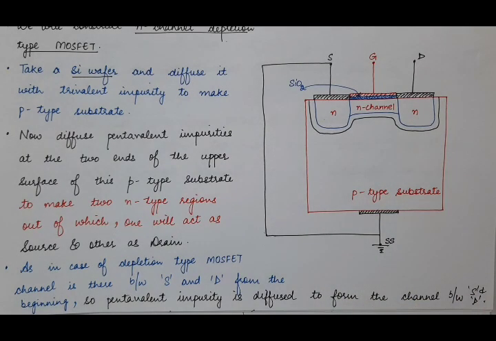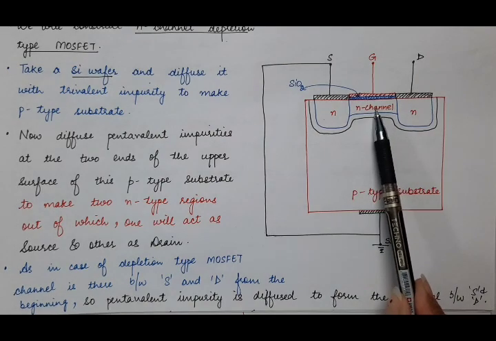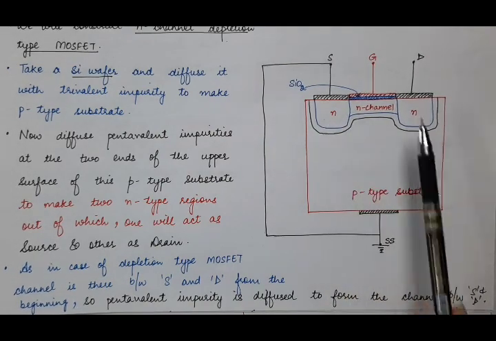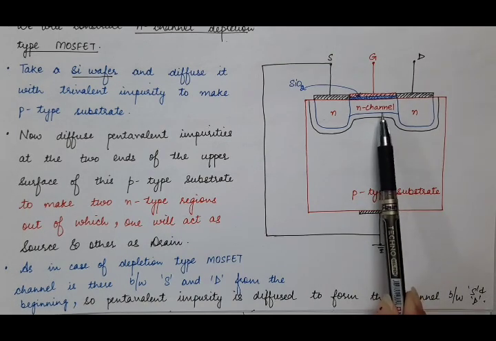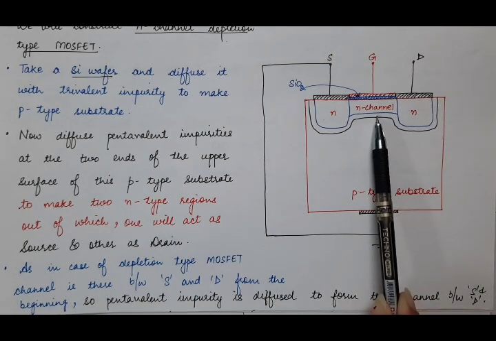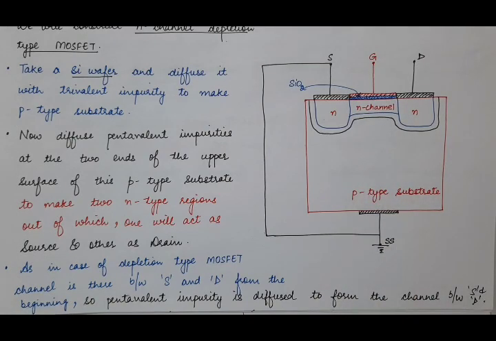And why are we diffusing pentavalent impurity? Because here we are constructing N-channel depletion type MOSFET. So we need N-type channel here between source and drain. So that is why we are diffusing pentavalent impurity here to convert this P-type region into N-type channel.